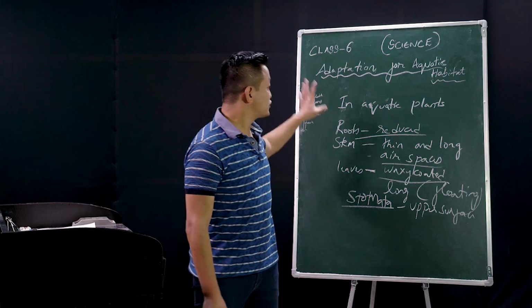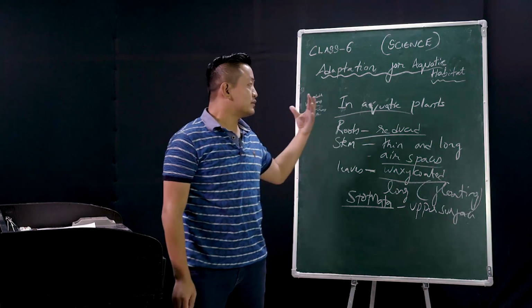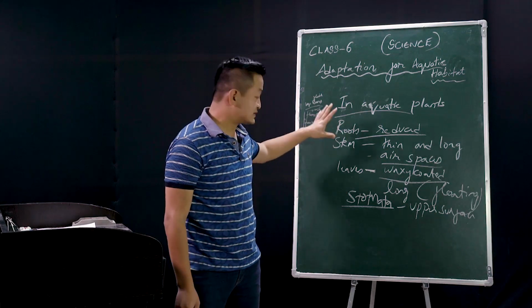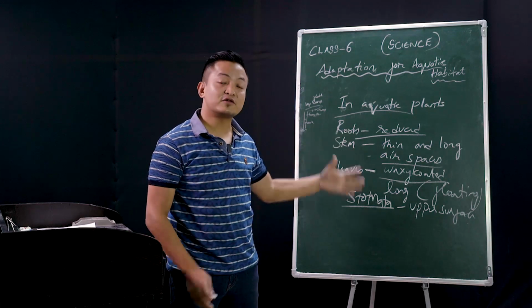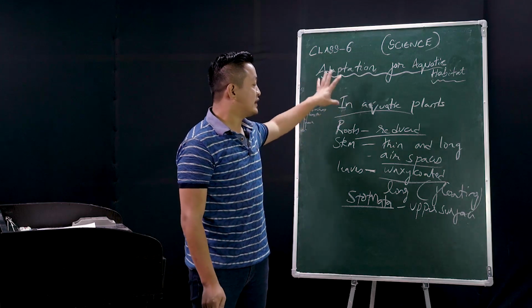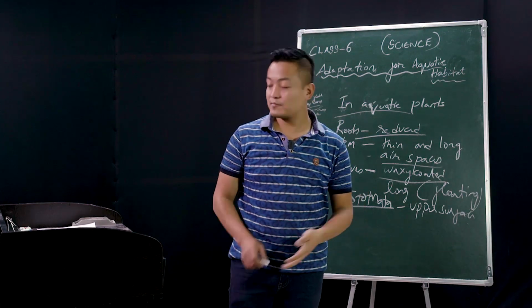Clear? So I'm sure you are now clear about the adaptations for aquatic plants: roots, stem, leaf, and the stomata are present in the leaf, on the upper surface. Clear? So we are done with the adaptations for aquatic plants. Next will be aquatic animals.